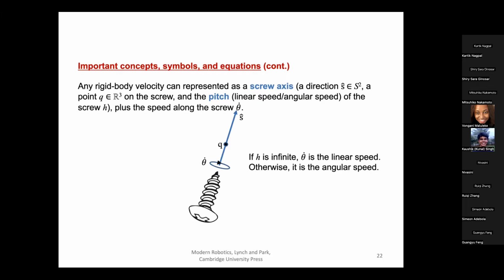So lines have 4 degrees of freedom, and there is a way to characterize them called Plücker coordinates, P-L-U-C-K-E-R. Once upon a time, everybody in computer vision used to know these things, but sadly, in the era of deep learning, people have forgotten all this. Okay, so the answer is 4.